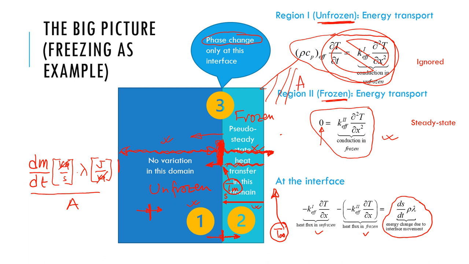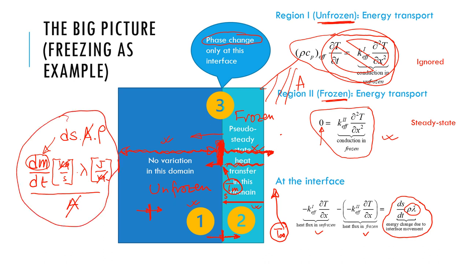So then dm is nothing but the change in the interface ds times the area times density. So ds A rho. So the areas cancel and I get ds/dt times rho lambda. So this is energy given off due to phase change.